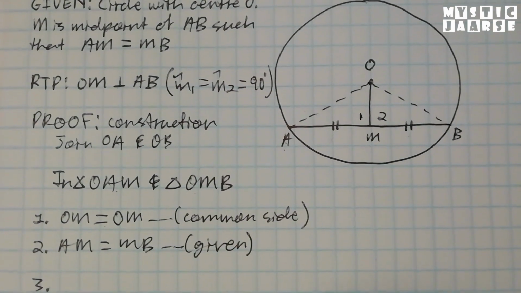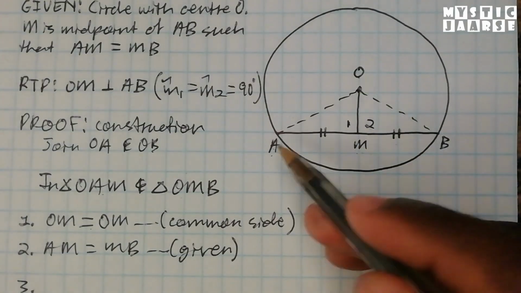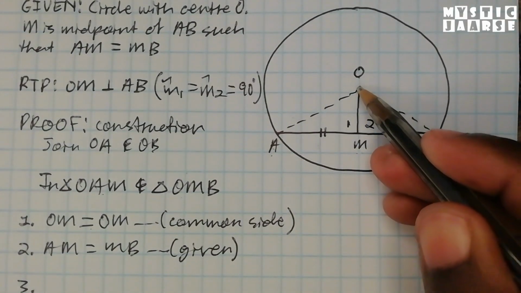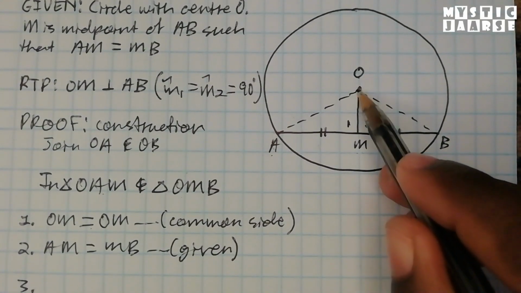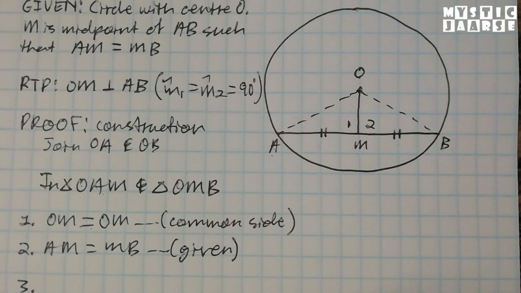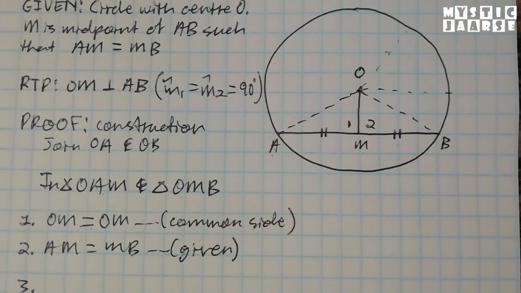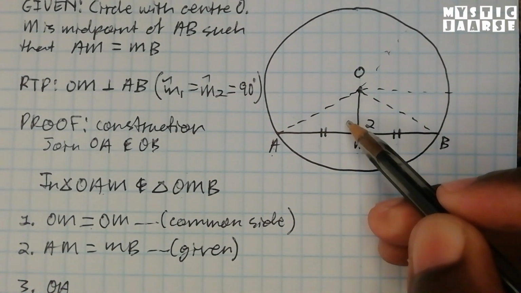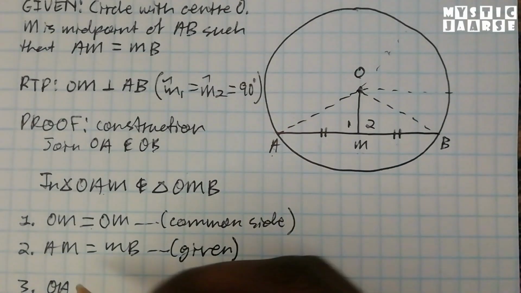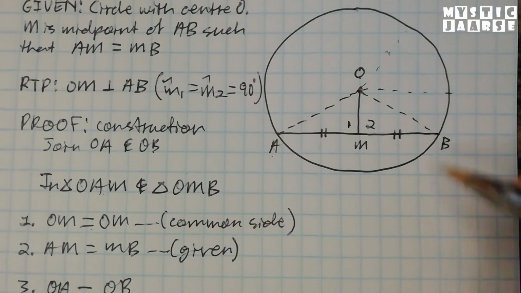So when we look at our diagram, we see that OA is a radius, right? It is a line from the center to the circumference. And OB is also a radius. It is a line from the center of a circle to the circumference. So a radius is always the same no matter where you draw it on your circle. It is always equal in length. So OA, which is a side for triangle OAM, is equal to OB, which is also a side for triangle OMB.